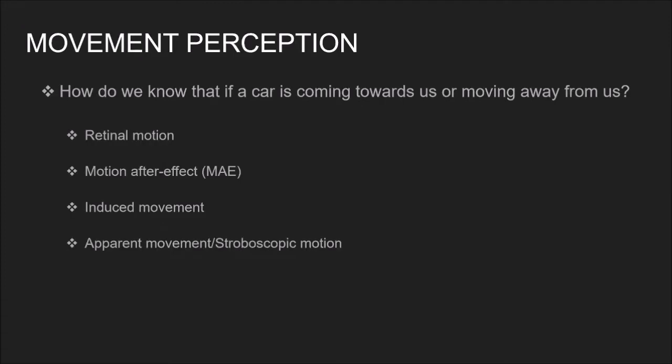Movement perception. How do we know if a car is coming towards us or moving away from us? Movement perception is our ability to judge the direction and speed of a moving object. Psychologists have tried to answer the questions on movement perception using the following 4 factors: retinal motion, motion aftereffect, induced movement, and apparent movement or stroboscopic motion.